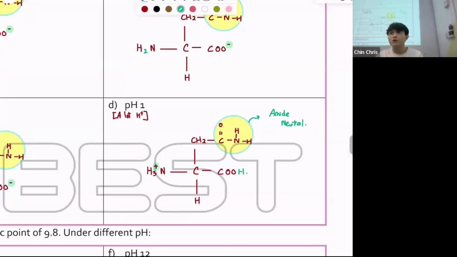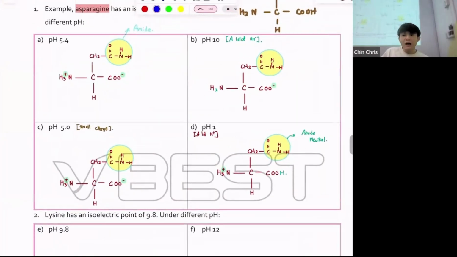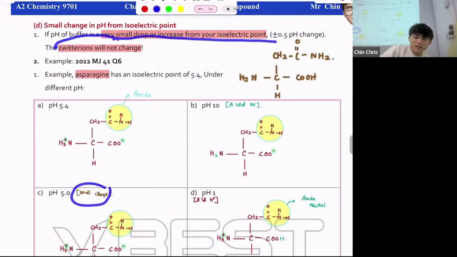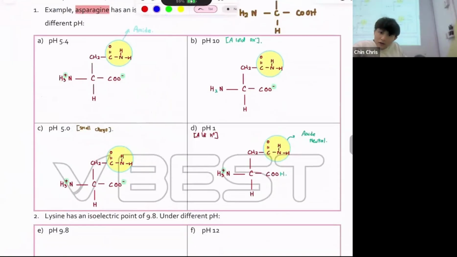Yes, they will protonate also. If it's an NH2 here, just an NH2, yes, it will turn into NH3 plus. But this is an amide, which is why it never turned into NH3 plus. If the C double bond O is not here, it's just an R, the NH2, yes, it will protonate. Clear? Sure. pH 5 is a small change. The Zwitterion will not change. So the Zwitterion stays as a Zwitterion. Clear? This is the tricky part, guys.